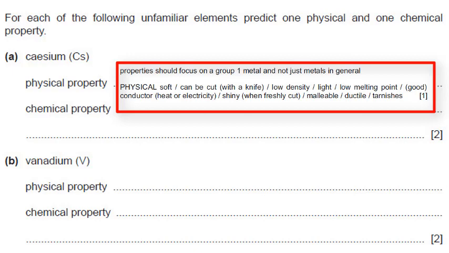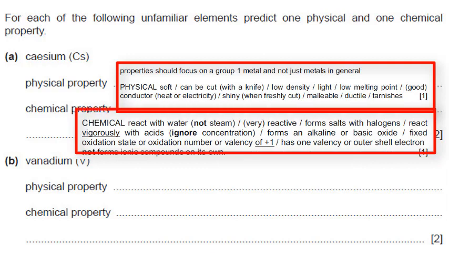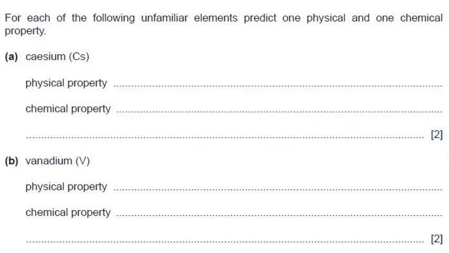Let's start with the chemical properties of group number 1 elements. Cesium is a very reactive element, so their chemical properties are those of very reactive elements. They react with water, they react with halogens forming halides, and they produce an alkaline solution when they react with water, and they have a fixed oxidation number. So these are the main chemical properties of group number 1 elements.